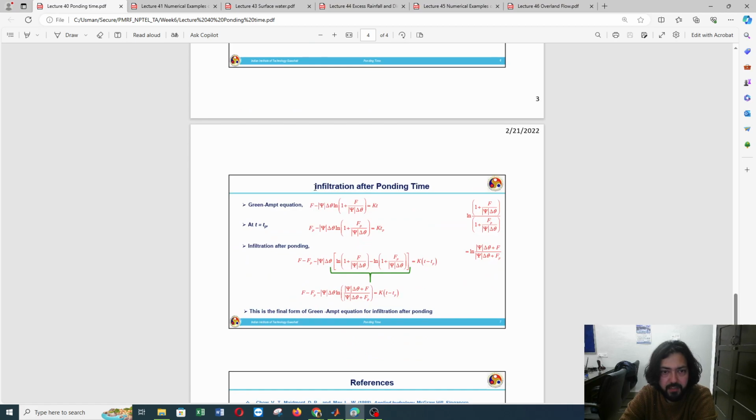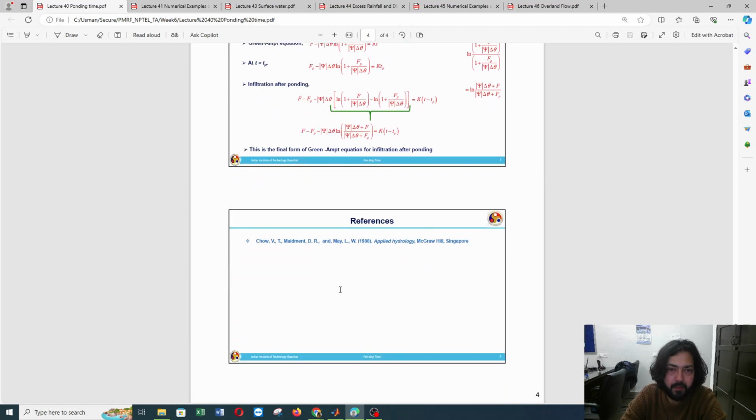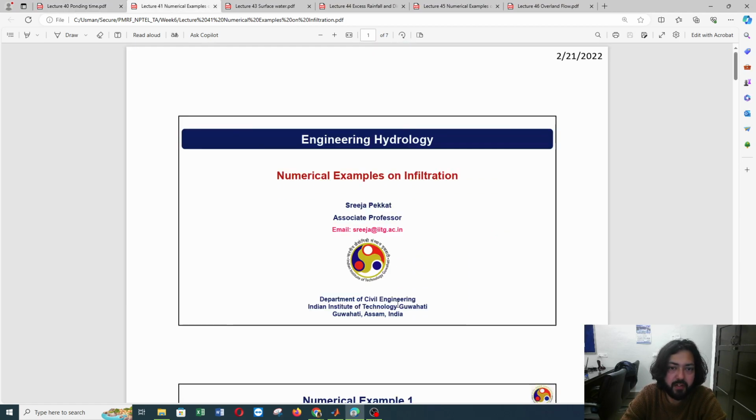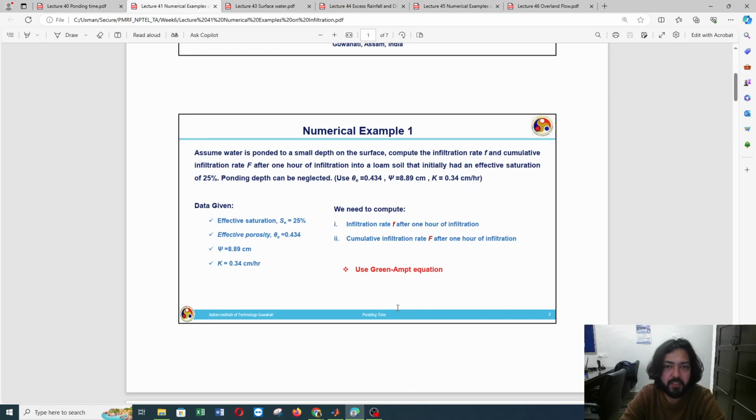Then we have taken a case of what would happen to infiltration after ponding. So we are taking a case where T is greater than TP. We know this Green-Ampt equation to calculate cumulative infiltration. So we applied it for both the cases, and we subtracted both the equations, and we got a new equation. This equation gives you the cumulative infiltration for the after-ponding-time scenario.